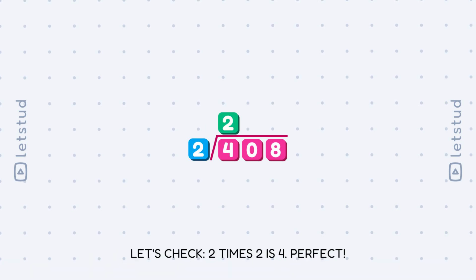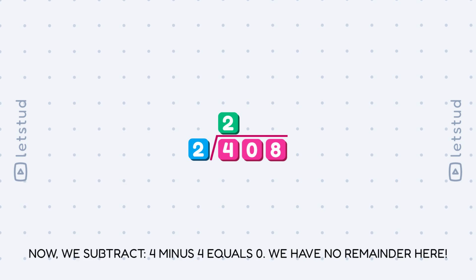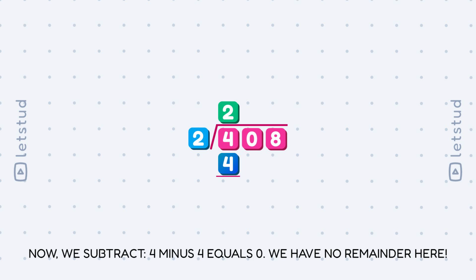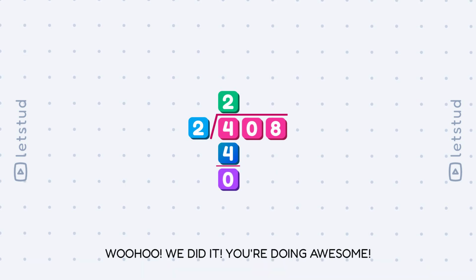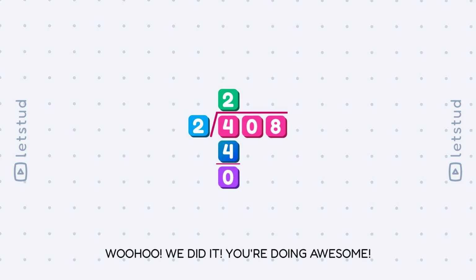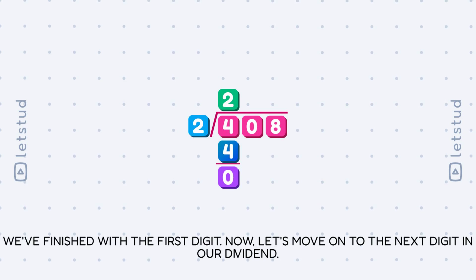Let's check. 2 times 2 is 4, perfect. Now we subtract. 4 minus 4 equals 0. We have no remainder here. Woohoo, we did it. You're doing awesome. We've finished with the first digit.